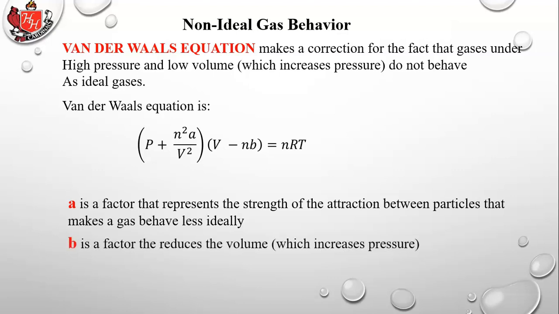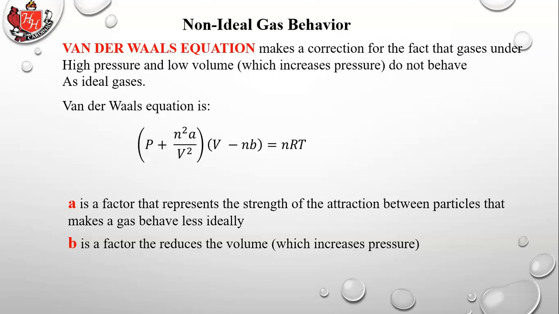B is a factor that reduces the volume. You notice it's volume minus the number of moles times B. That factor reduces the volume, and that ends up increasing the pressure and squeezing the molecules tighter together. So that makes them behave less ideally.